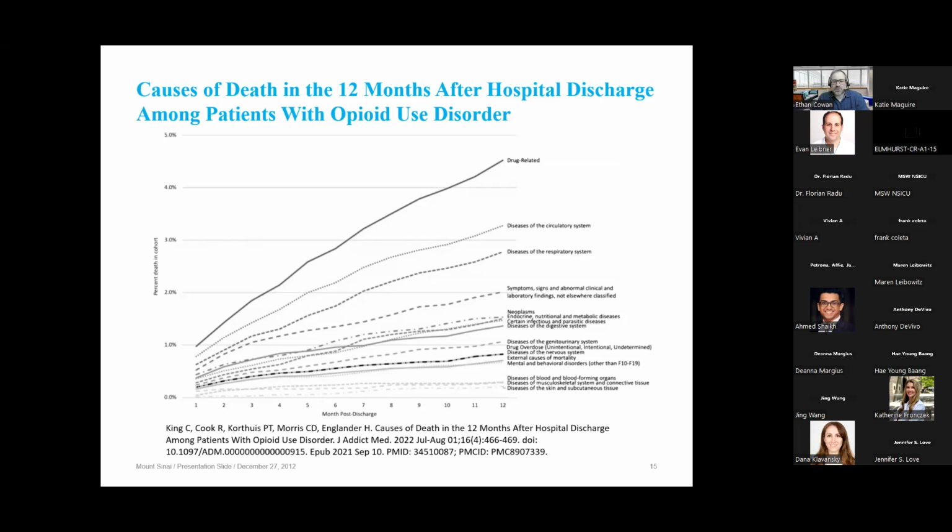So it's very similar to the ED-based data. At 12 months, 7.8% of the patients who were admitted for an opioid use disorder related complaint were dead, 7.8%. 4.5% of those patients, those deaths were attributed to a drug-related overdose, right? So really significant morbidity and mortality for this patient population after ED and inpatient hospital discharge. This paper didn't look at patients who got on treatment versus those that didn't, but I imagine it's likely to be the same as what we see for the emergency department.